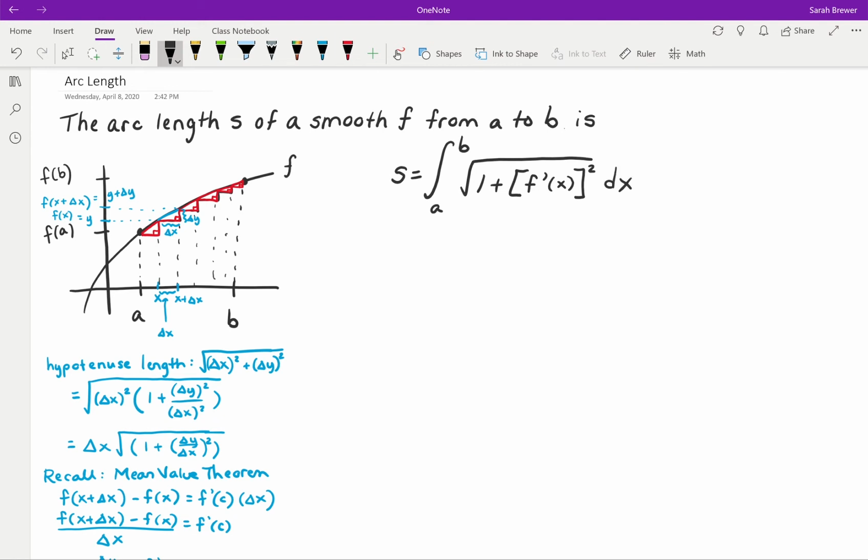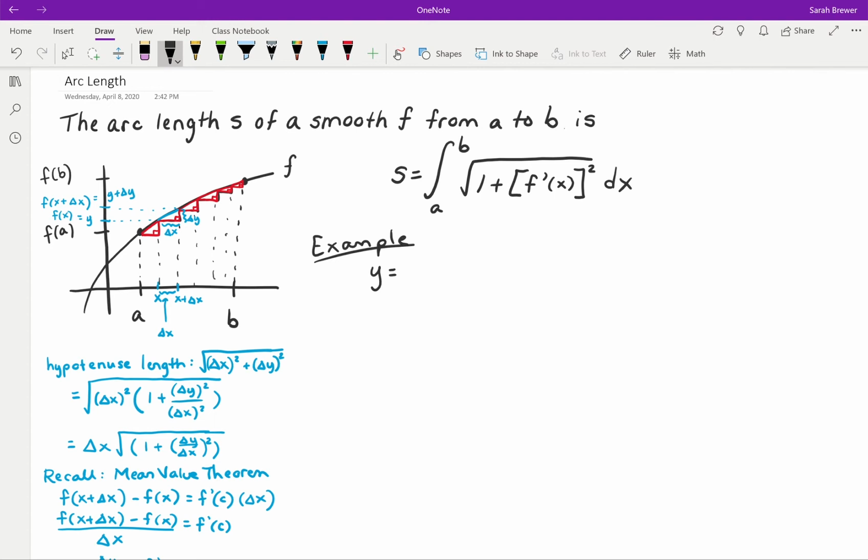And I'll just do one quick example to show us how this works. Let's see, what's a good, yeah, so let's say I have the function y, so this is an example.